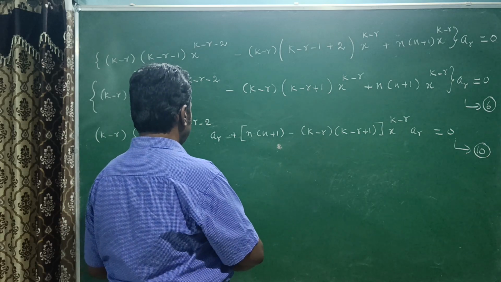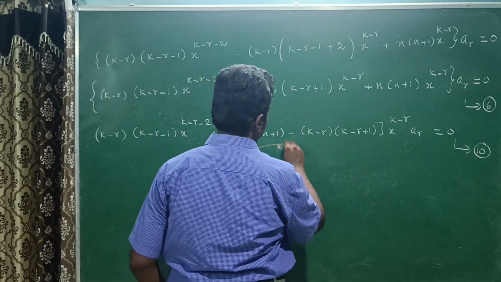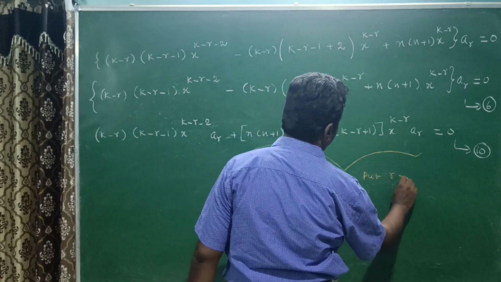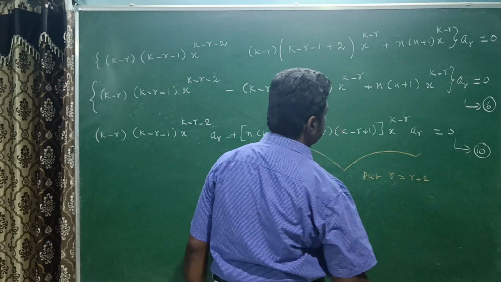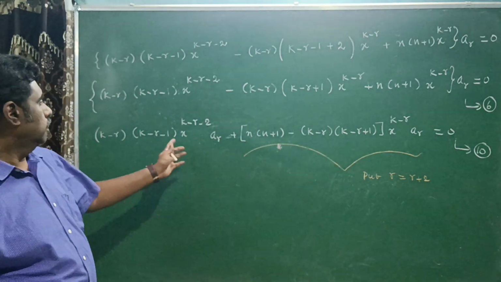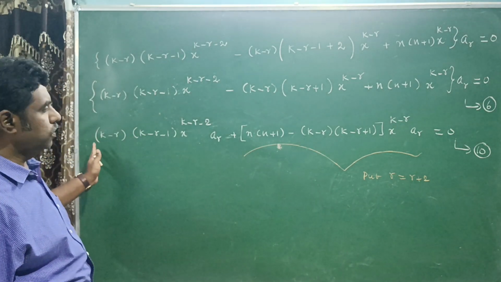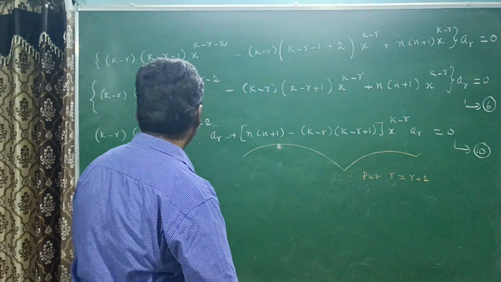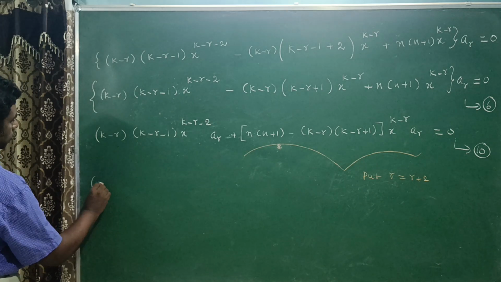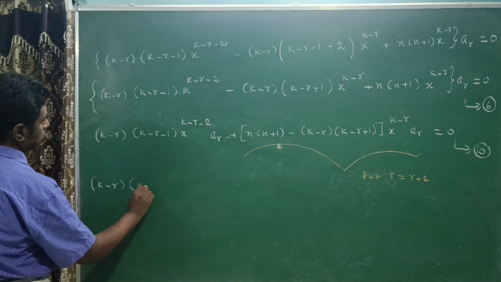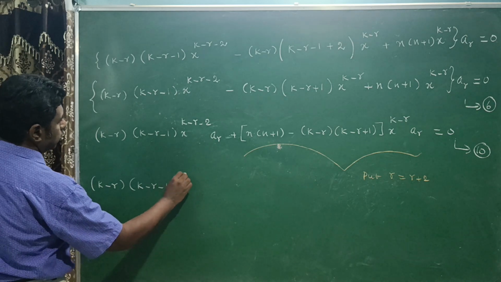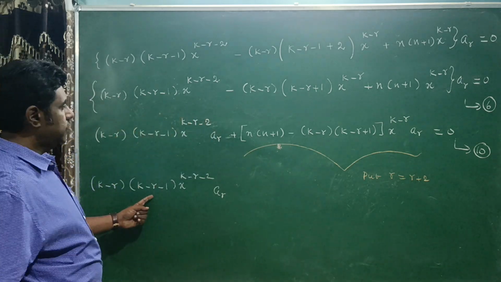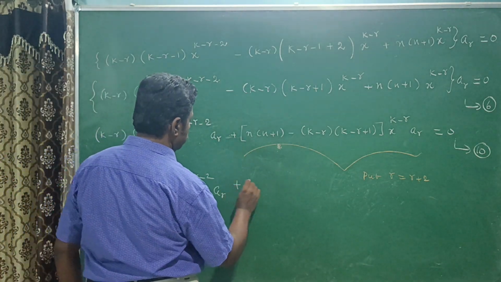So in this second term, put r equal to r plus 2. There is no change in the first term, but in the second term, instead of r, we have to write r plus 2. Now this is modified as k minus r minus 1 x power k minus r minus 2 into ar. First term is written as such. Now come to the second term.